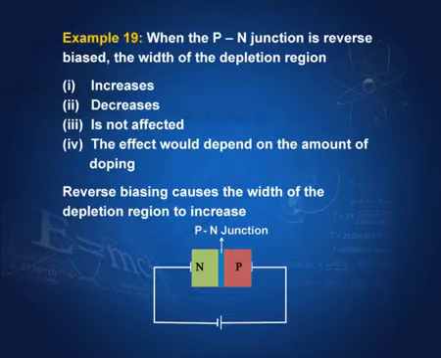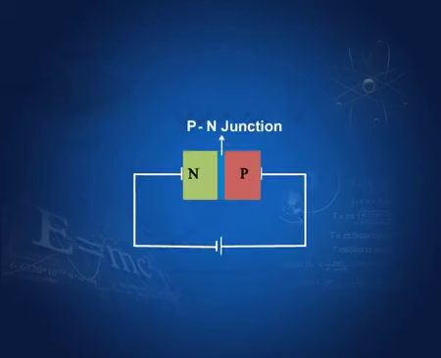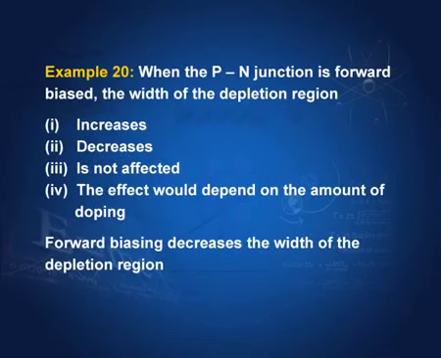When the p-n junction is reverse biased, the width of the depletion region, I have already told you, increases, because the charge carriers are sucked from both sides, which increases the size or the width of the depletion layer. And when it is forward biased, then the width of the depletion layer decreases.